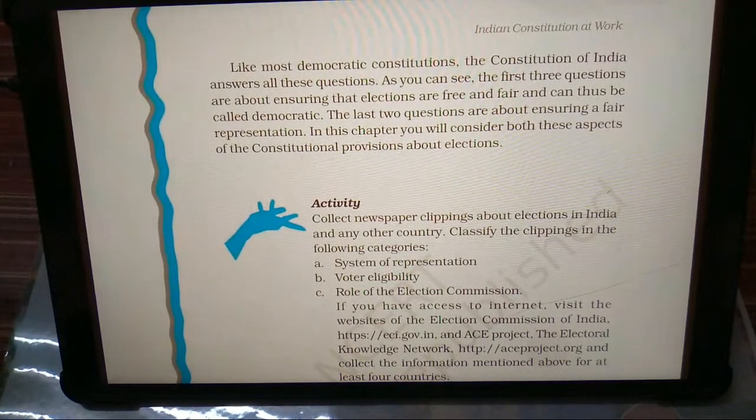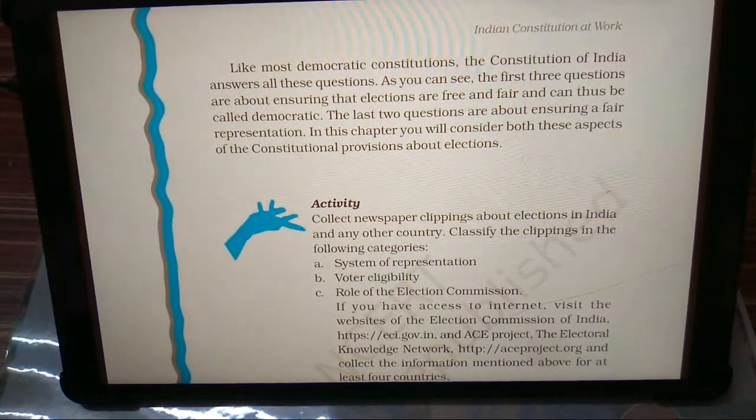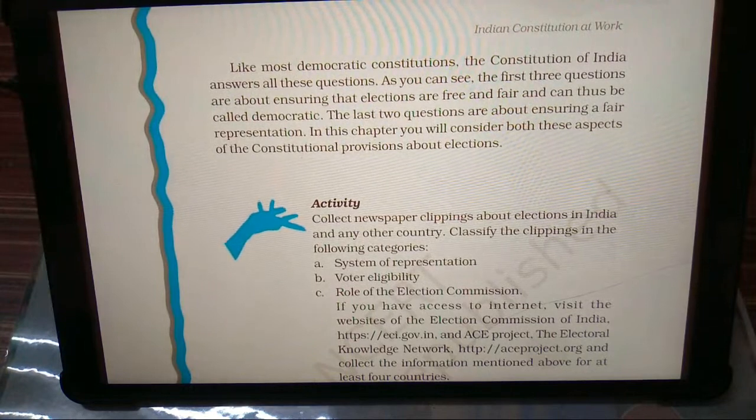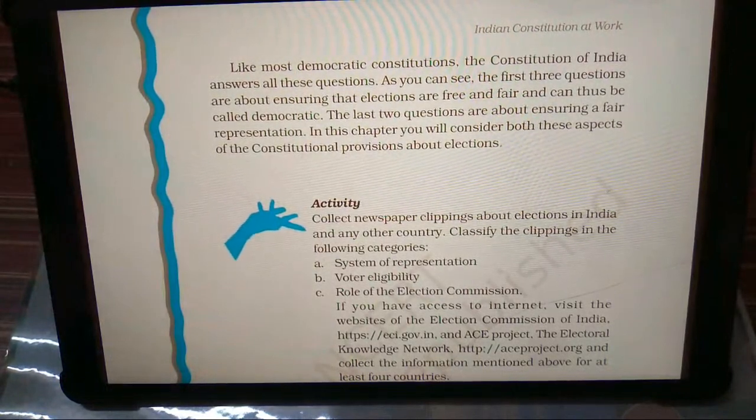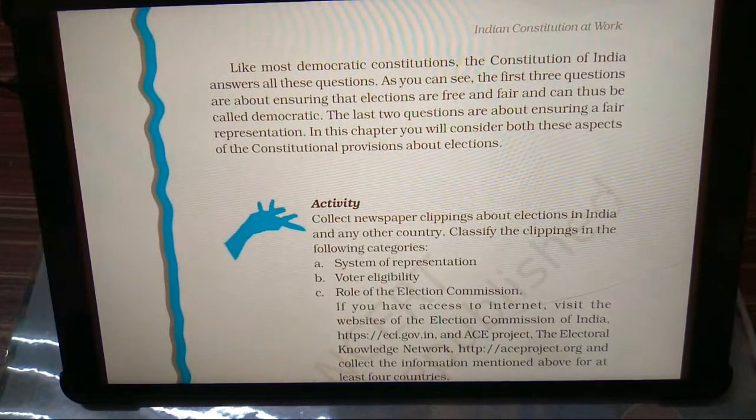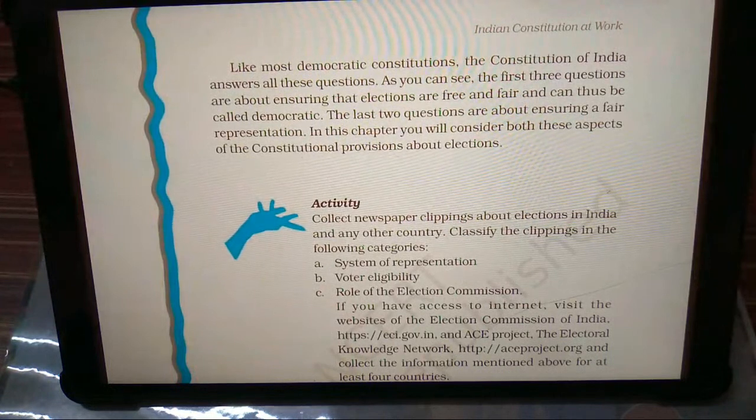Like most democratic constitutions, the Constitution of India answers all these questions. As you can see, the first three questions are about ensuring that elections are free and fair and can thus be called democratic. The last two questions are about ensuring a fair representation. In this chapter, you will consider both these aspects of the constitutional provisions about elections.